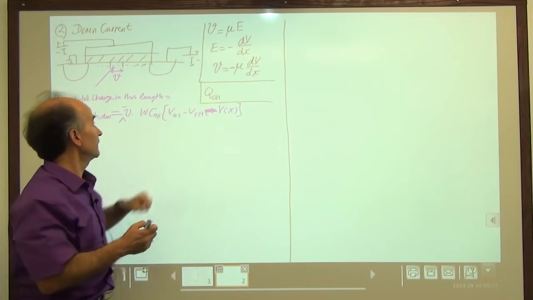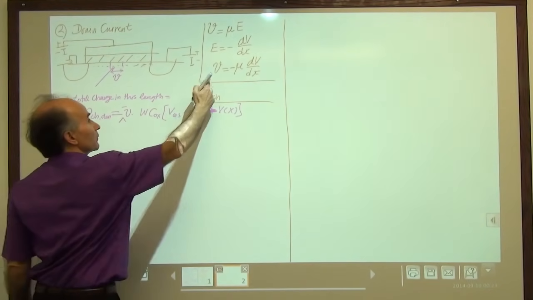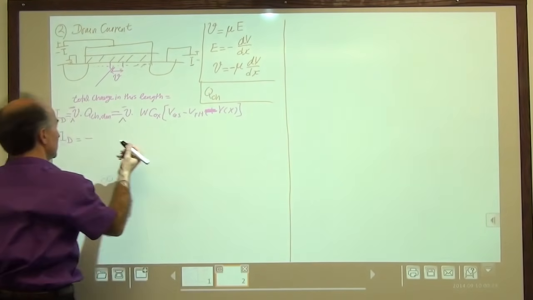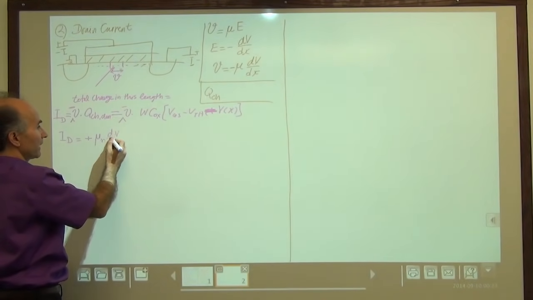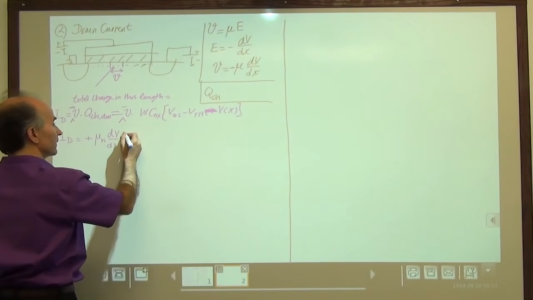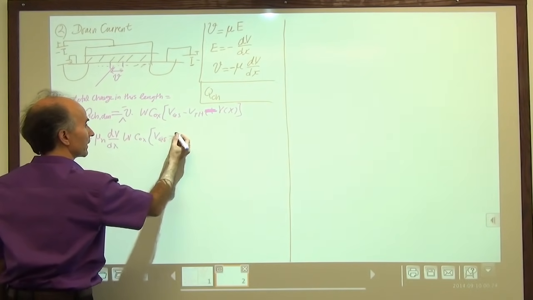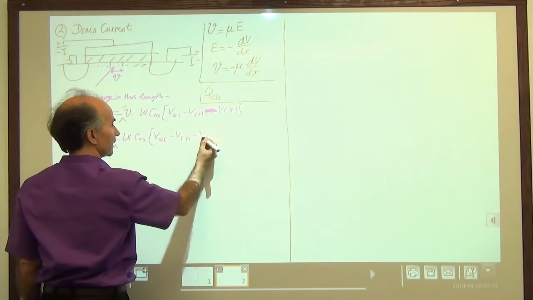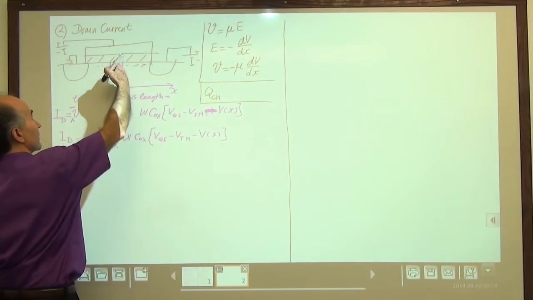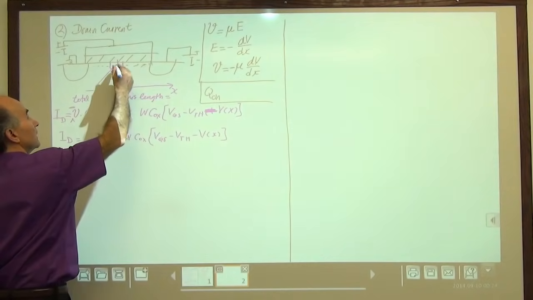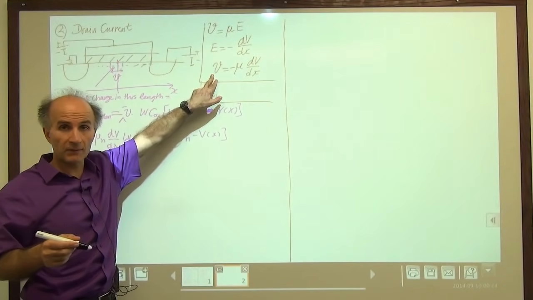So let's write out everything we have. We know the equation we have for V. So we write ID is equal to minus, so V is given by minus mu dV over dx. So that's just plus, and mu is mu n because we are dealing with electrons. dV over dx, and then all of this stuff, WCOX times VGS minus VTH minus V of x. And again, remember, V of x is the internal channel voltage at some point. So this might be right here. At this point, it would be V of x. And I hope you're not confusing capital V, which means voltage, with lowercase v, which means velocity.